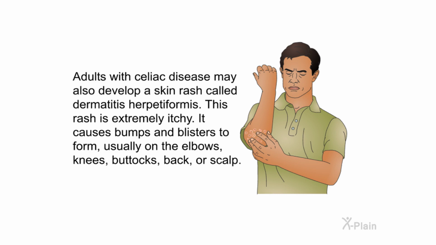Adults with celiac disease may also develop a skin rash called dermatitis herpetiformis. This rash is extremely itchy. It causes bumps and blisters to form, usually on the elbows, knees, buttocks, back, or scalp.